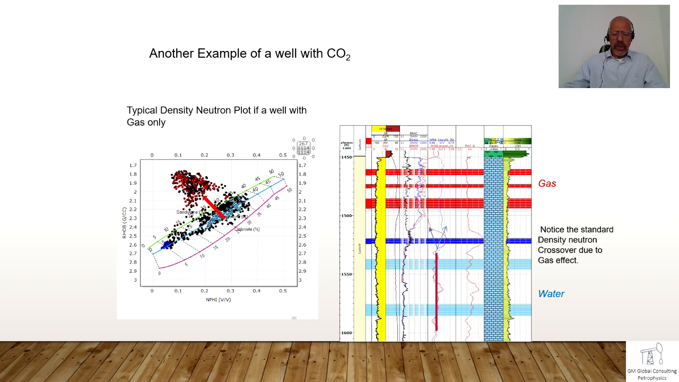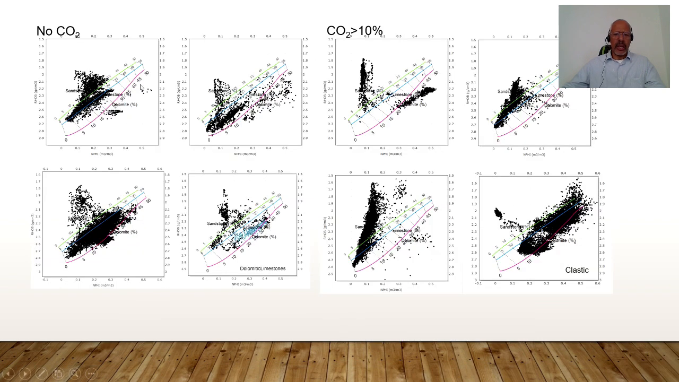So now I put some responses together on several samples on wells with CO2 and without CO2. On the left-hand side, these four plots are coming from wells with no CO2. On the plots on the right-hand side, at least 10% of CO2 and more. All these plots are coming from carbonates, except the last one. I brought one example from clastics. Now let's notice the behavior.